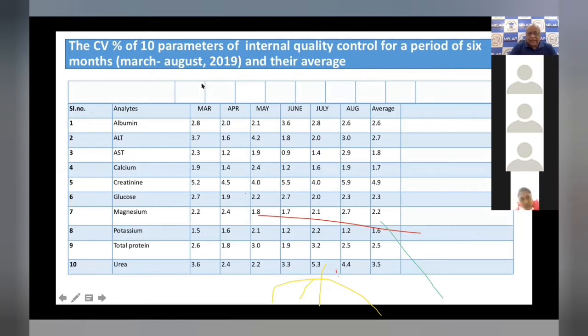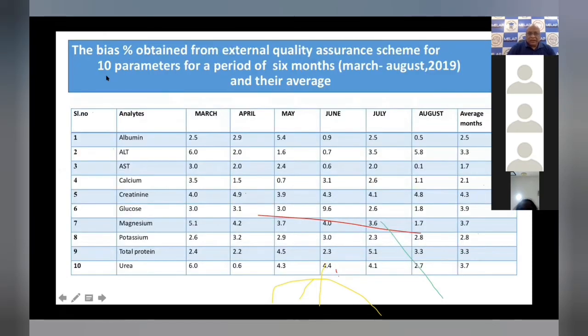We analyzed these 10 analytes from March to August 2019. We calculated CV% every month for 6 months for these 10 analytes, and then we calculated the average. Similarly, we calculated bias percentage based on EQAS performance for the same 10 parameters, same period, March to August. And then we analyzed this data.